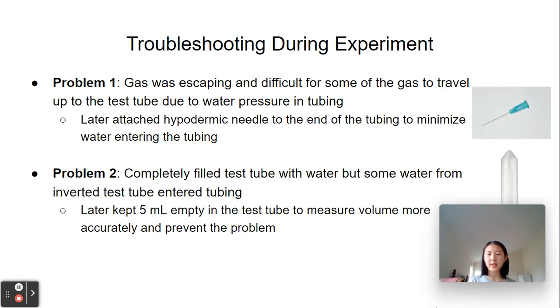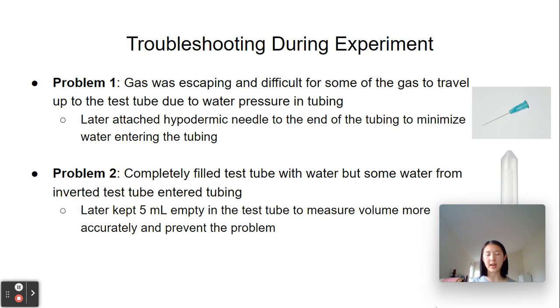It's important to note that in any research project, there is often a lot of trial and error. One example of this is that in my experiment, some of the gas was escaping and it was difficult for some of the gas to travel up the test tube due to the water pressure in the tubing. To minimize this problem, I attached a hypodermic needle to the end of the tubing, and that reduced the amount of water entering the tubing.